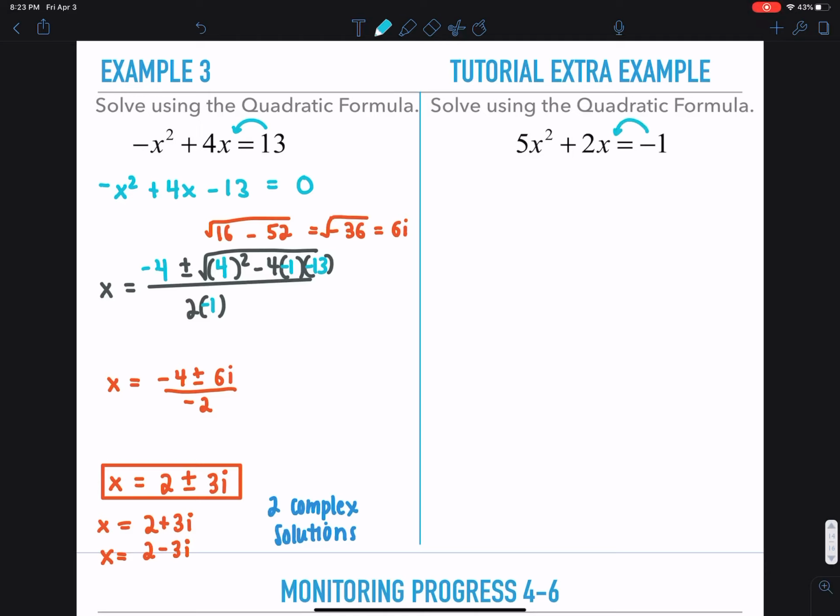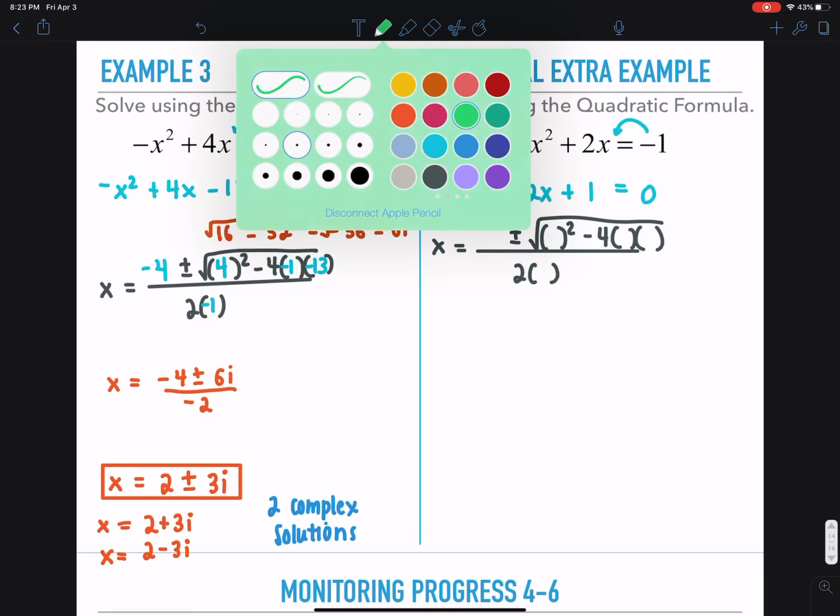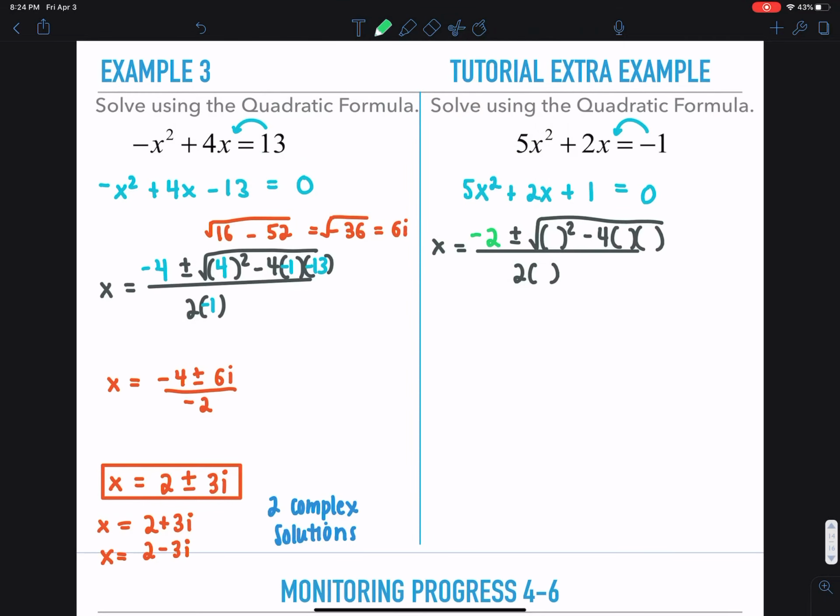So bring that negative 1 over. We have 5x squared plus 2x plus 1 equals 0. And we can jump right into our quadratic formula. So we have the opposite of b plus or minus the square root of b squared minus 4ac all over 2a. So the opposite of b is going to give us negative 2. And then we have 2 squared minus 4 times our a value, 5, times our c value, 1.